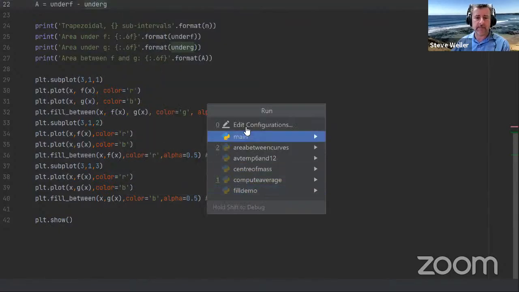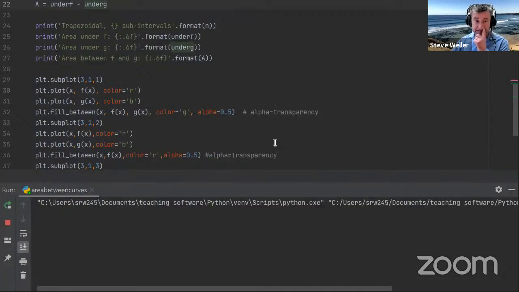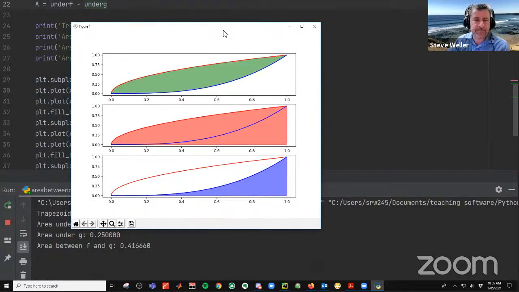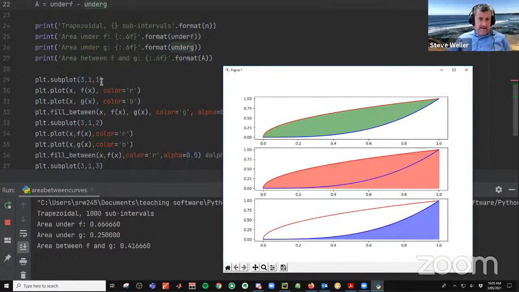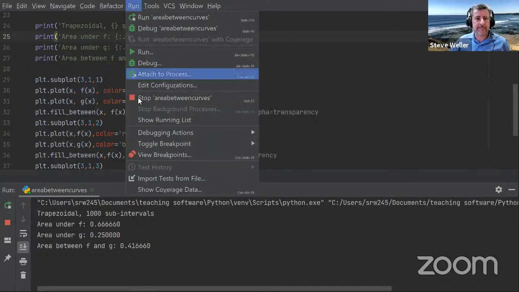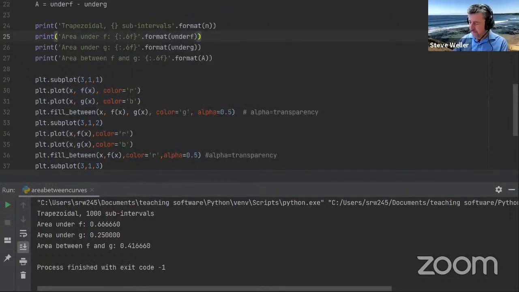I'm going to run area between curves. And there you see the plots themselves, three of them. Let's put them side by side with the code that generates them. In the top subplot, we plot F in red, G in blue. That's what this code does. Now my plot's disappeared. Let me run it again.